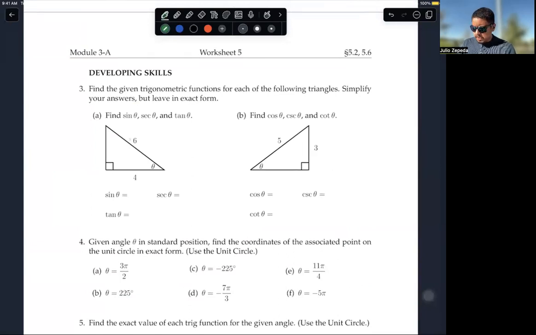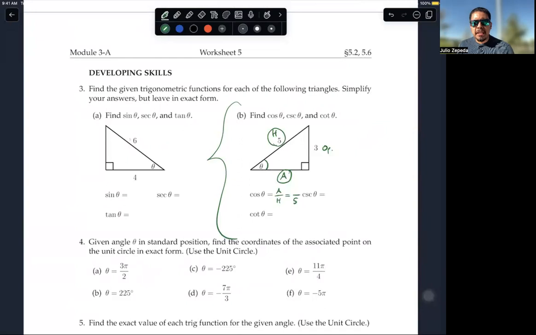With this one here, we want to find the cosine. Let's do 3B. We want to find the cosine, cotangent, cosecant. And you have to know that the cosine of theta, according to SOHCAHTOA, is adjacent over hypotenuse. If we label the adjacent side, the hypotenuse, and the opposite side, then we want to find this unknown side length and then divide it by 5. Okay, so our answer is going to be something over 5.